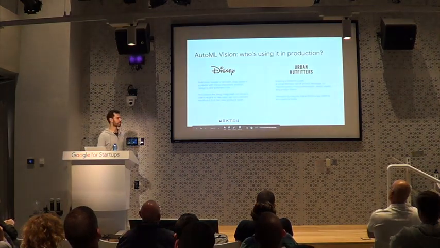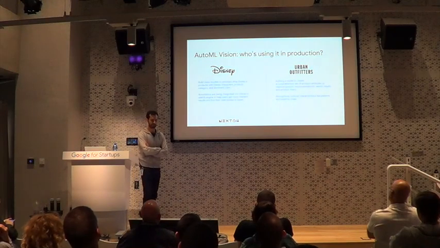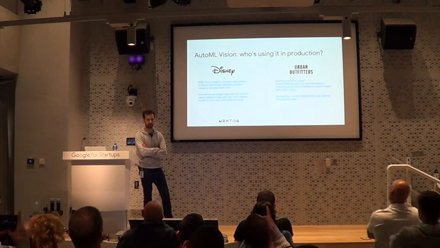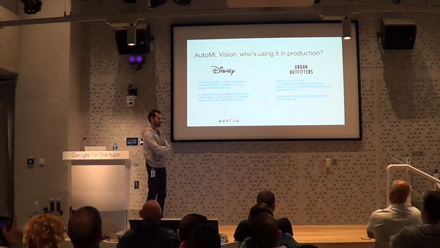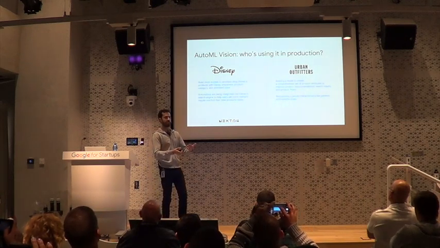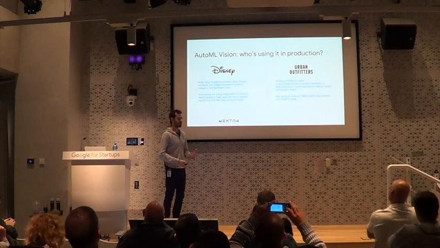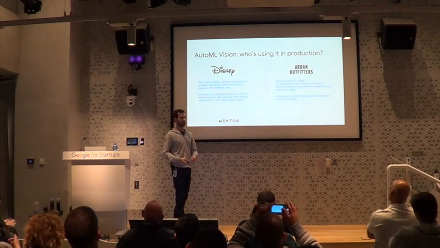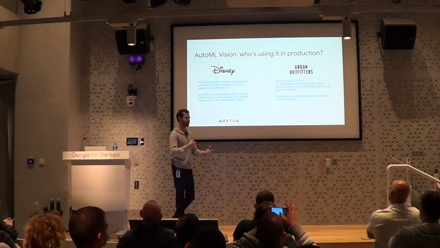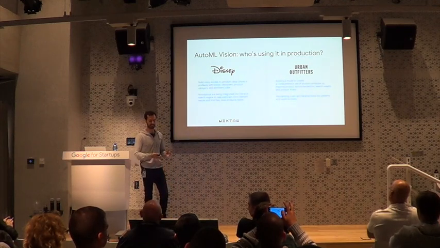So who's using it in production? A lot of the most common use case that I've seen for AutoML Vision, at least, is retailers or people that are selling something. So maybe I have a product catalog and I want people to be able to take a picture of something and relate that back to something that I have. So maybe I'm out on the street and I see some guy wearing a cool jacket and I want to know where he bought it from. I could take a picture, maybe it belongs to Urban Outfitters' catalog, for example. That's where I'm seeing the most common use case.